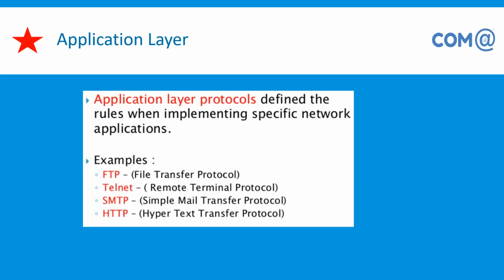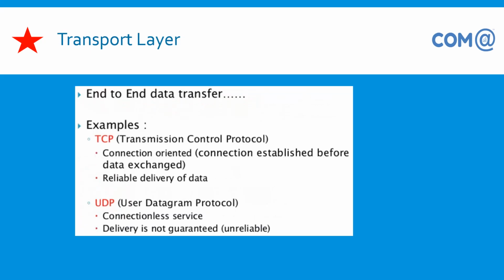Application layer protocol examples are FTP, Telnet, SMTP, and HTTP. They define the rules when implementing specific network applications. It is visible to the users, and they access the systems via the application. The transport layer helps us have communication between multiple networks. Two different protocols are used, TCP and UDP.